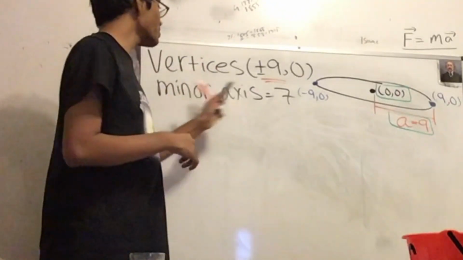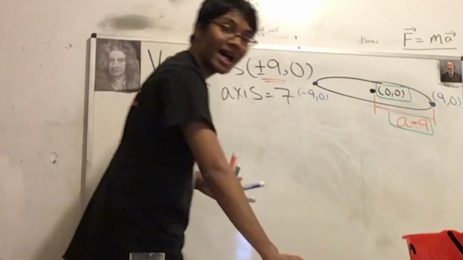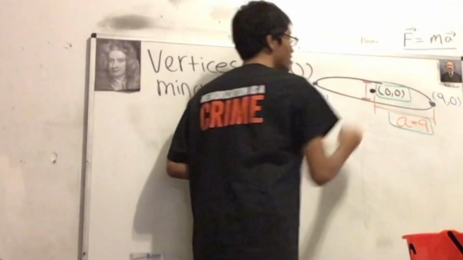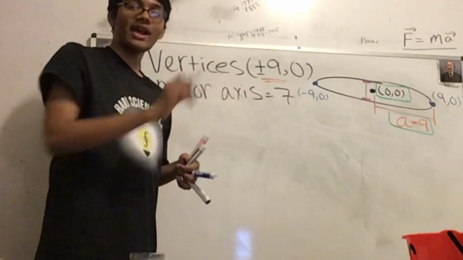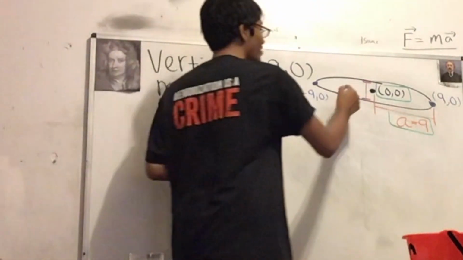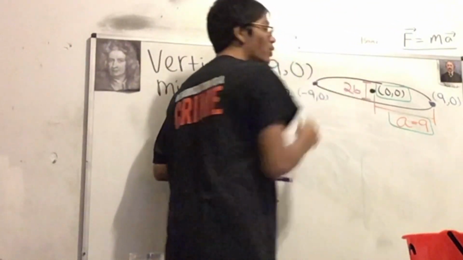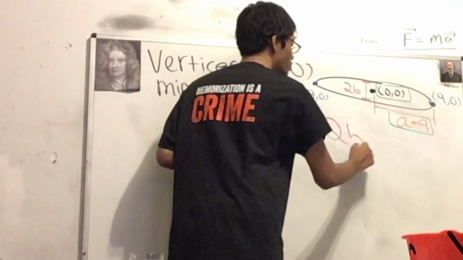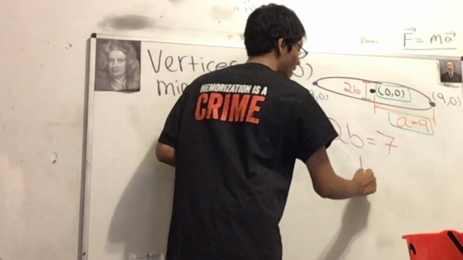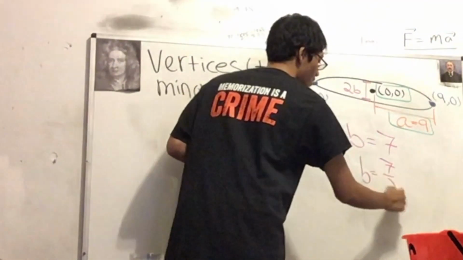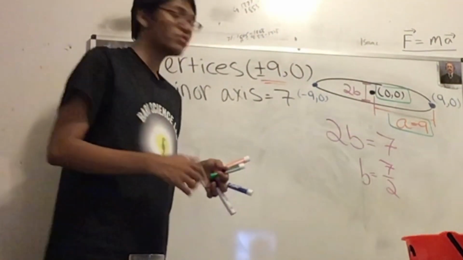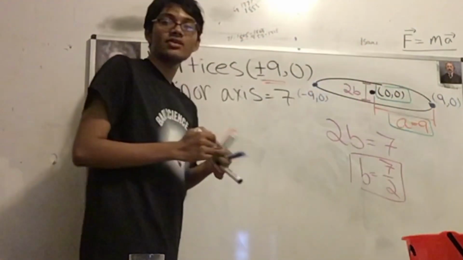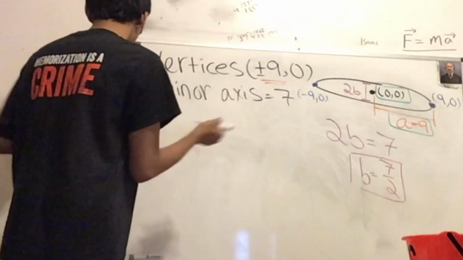Now, we also know the minor axis length. What's the minor axis? Remember, the minor axis is the length of this axis right here, the smaller axis. Remember that smaller axis is going to be 2 times our b value. And so if the whole minor axis is 7, we know 2 times our b value is 7. And so b is 7 over 2. And now we have all the information we need. We have our b value, we have our a value, and we have the center of our ellipse. So let's go ahead and write down the equation.